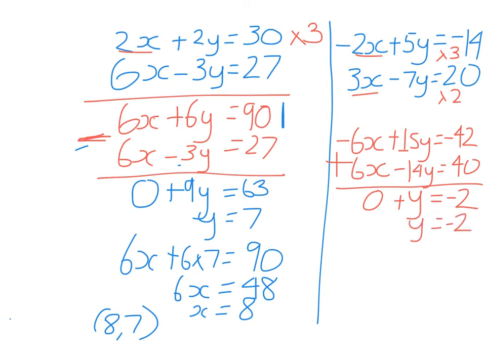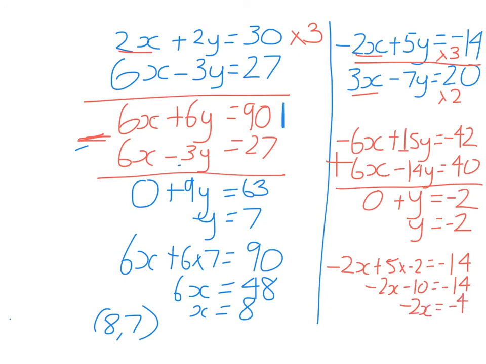Again, I substitute into either equation. I'm going to substitute into this first one. So negative 2x plus 5 times y equals negative 14. So I have negative 2x minus 10 is minus 14. Add 10 to both sides. Make sure you're all good with your positives and negatives here. Use a calculator if you need. Divide by negative 2. I get x is positive 2. So that's my solution. Okay?